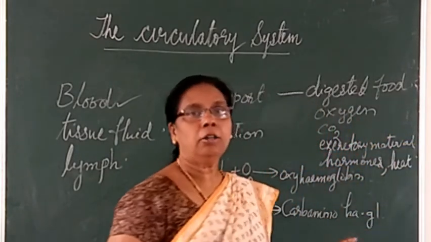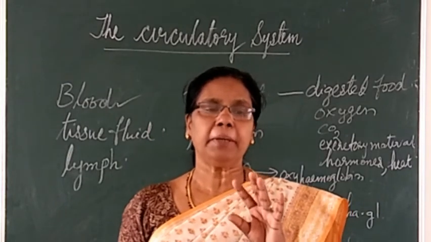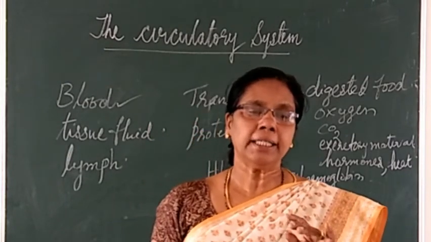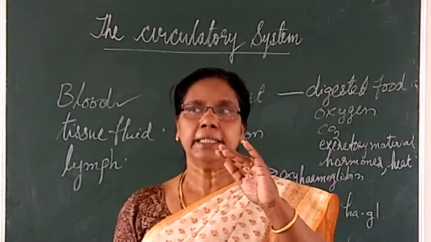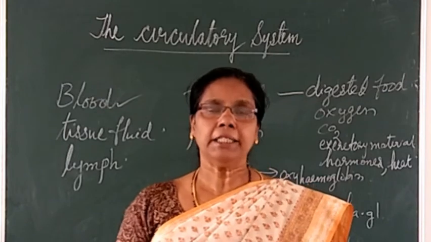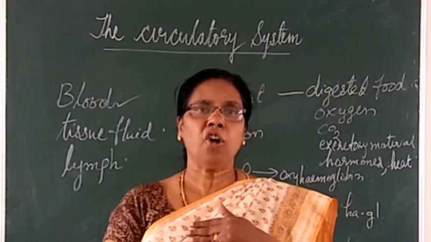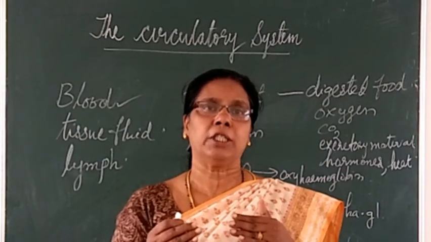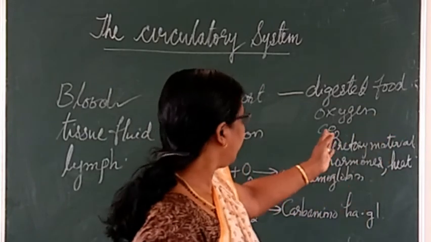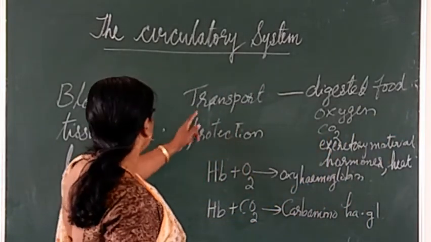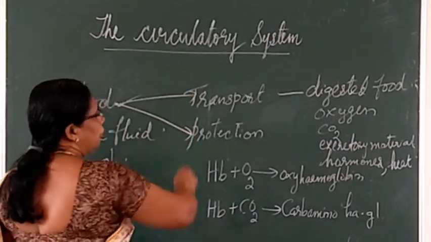So how is heat distributed? The blood helps in keeping the temperature uniform throughout the body. By circulating the blood, the temperature of the body is kept constant. So these are the transport functions, that is, two functions this blood has: one is transport and the other one is protection.